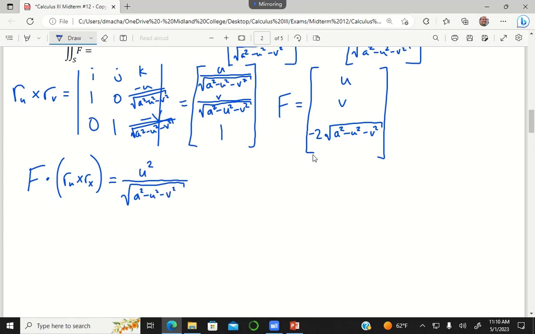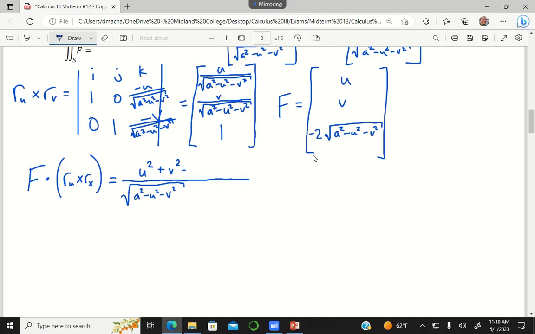And then it's going to have plus v times v over all that junk. So I can just add a little v squared up here. That's got the same denominator. And then this third entry times that, it's going to look like I'm skipping a step here, but I'm going to go ahead and find a common denominator by multiplying this last entry times the square root of all that junk and then dividing by the square root of all that junk.